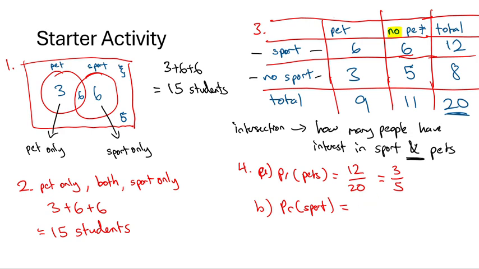Sport is pretty much. Wait a minute, I looked at this wrong. Pets should be 9 out of 20. It's the sport that should be 12 out of 20. And then that becomes 3/5.